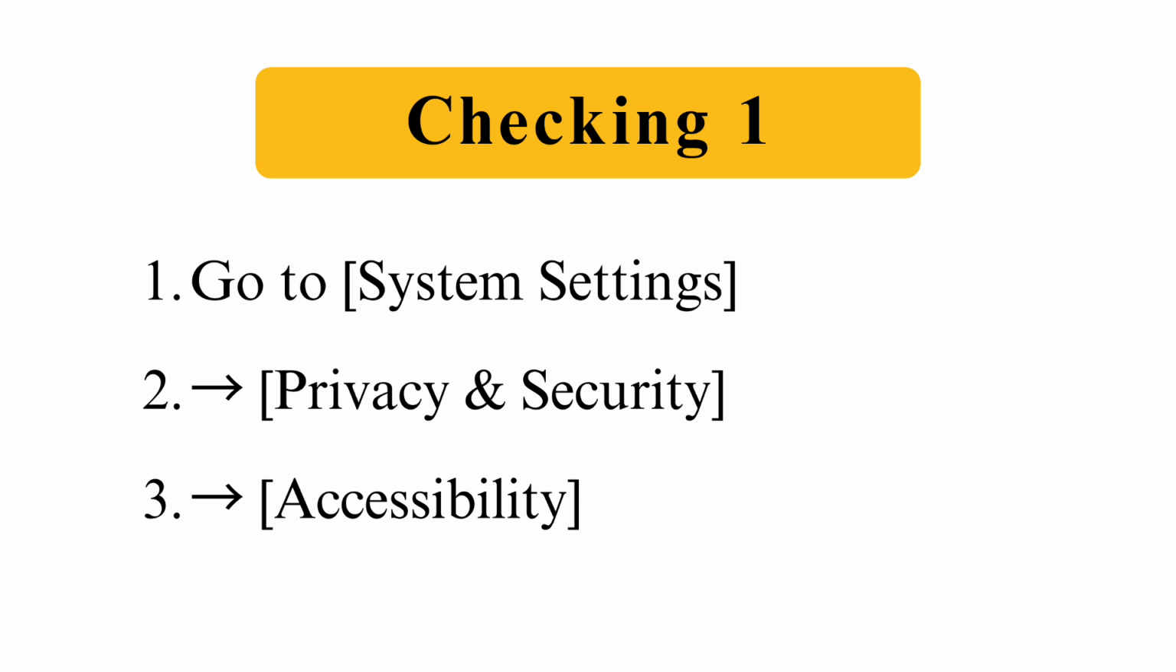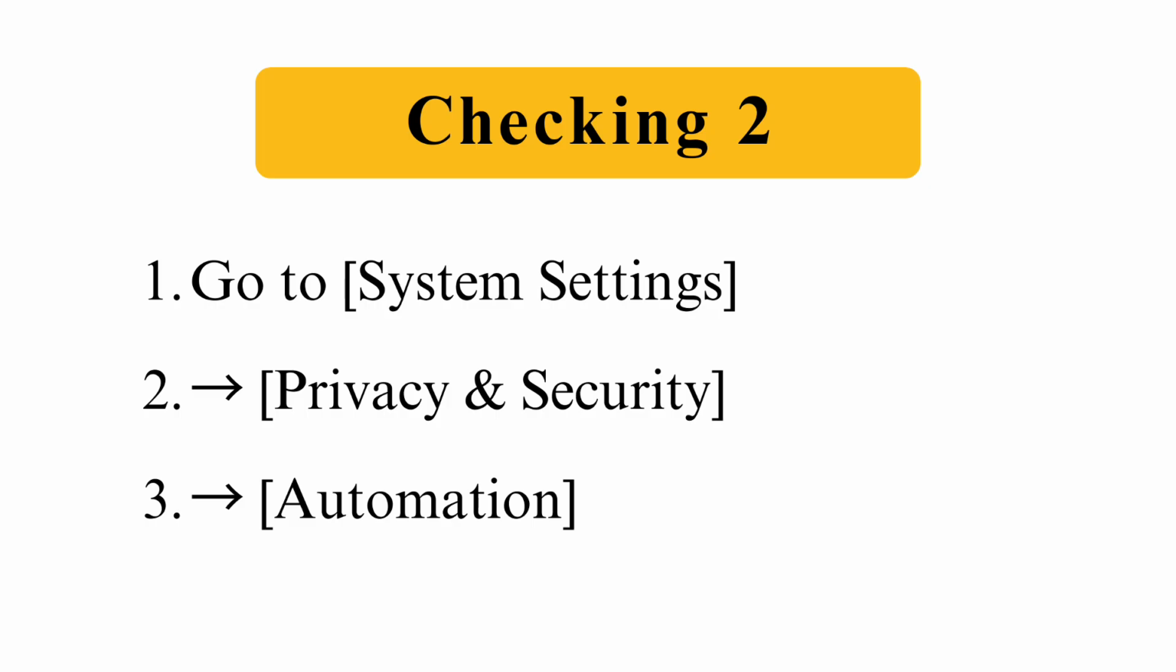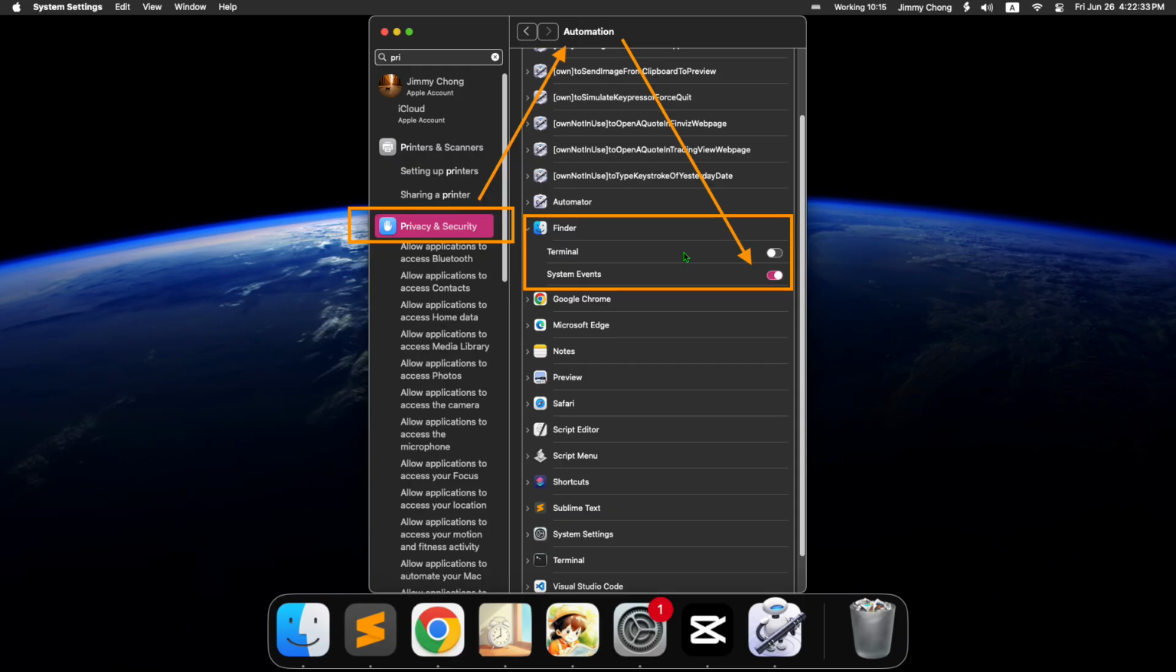Before testing, go to System Settings, Privacy and Security, and make sure Finder is allowed under Accessibility. Then, under Automation, make sure Finder is permitted as well to control system events.